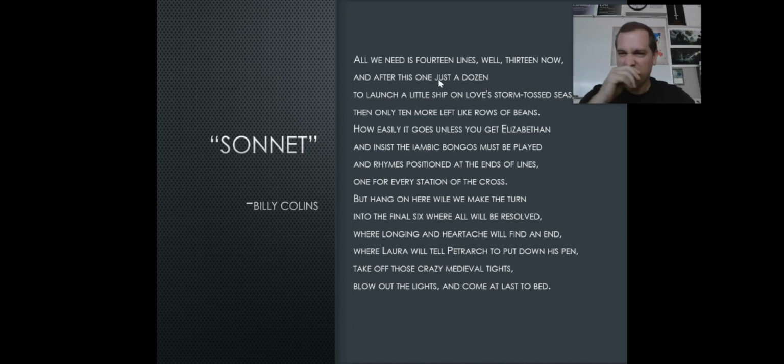And so here you'll see that Billy Collins is writing a 14-line poem, and he calls it a sonnet, but you'll see that it's missing some of the main features of a sonnet. First off, it doesn't have a rhyme scheme. There's no rhymed lines at the end. It doesn't have 10 syllables per line.